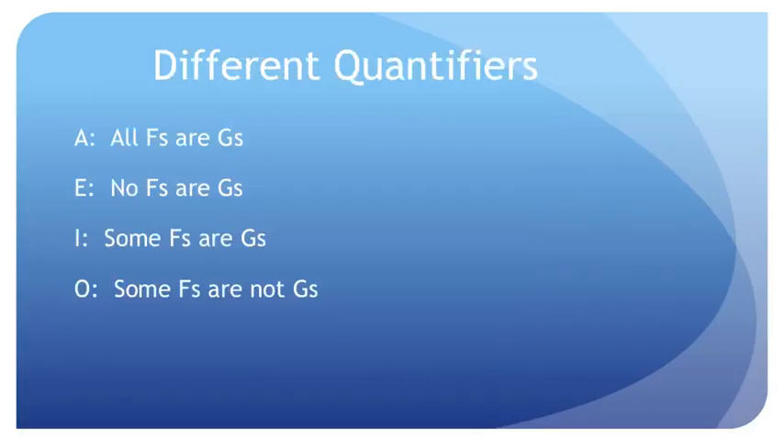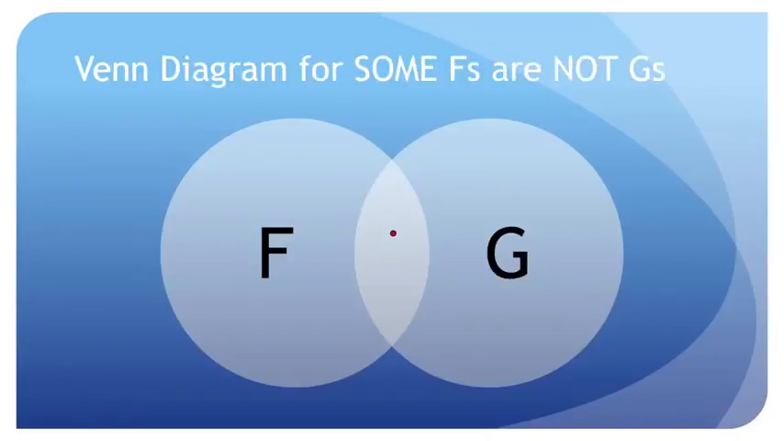Now finally, how about a statement of the O form? Some F's are not G's. How would you visually represent that? Well, you'd have to make an X to indicate that there is an F, right? There is a thing that is F, but it's not G. If it's not G, then it's got to be outside the G circle. So it's inside the F circle, but outside the G circle. Right? And that's how you'd indicate visually some F's are not G's.